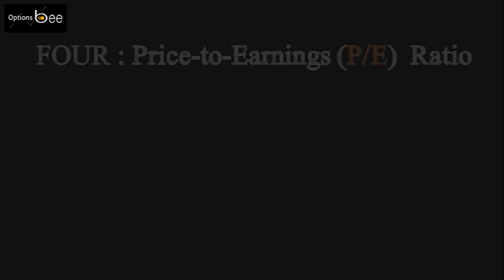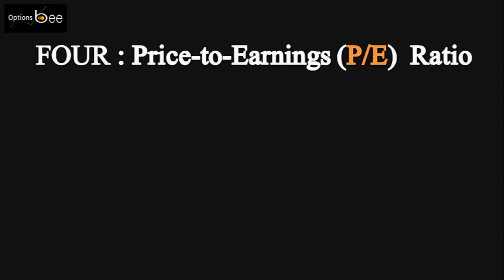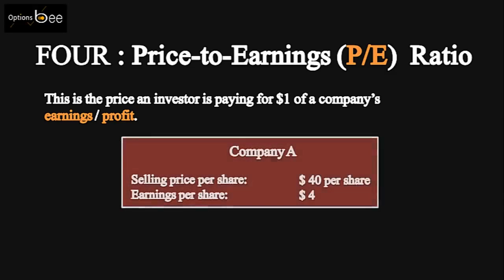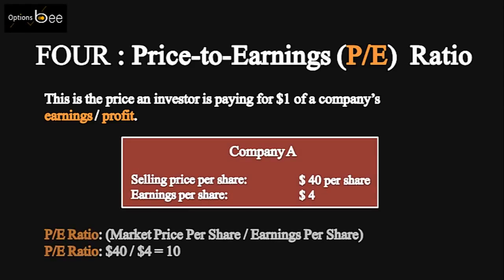The fourth factor you need to keep in mind is the PE ratio, which is simply a calculation that shows you how much profit you get from a company for every dollar that you invest. Below is an explanation of how you can calculate this ratio. The PE ratio is calculated as follows: market price of the share divided by earnings per share.